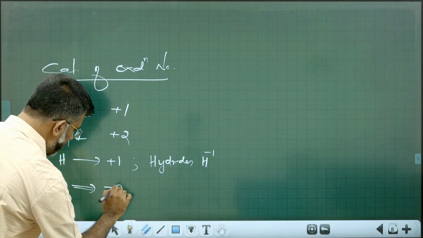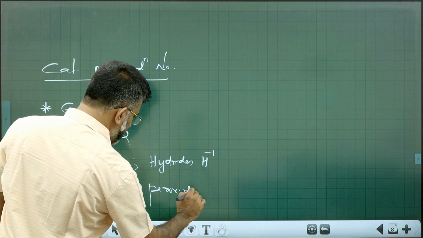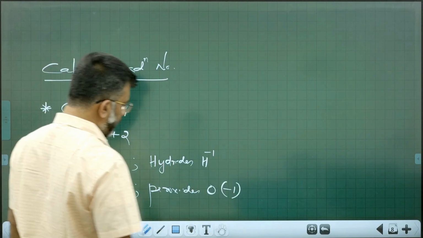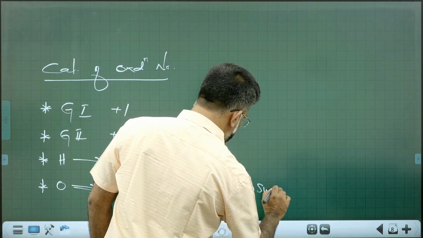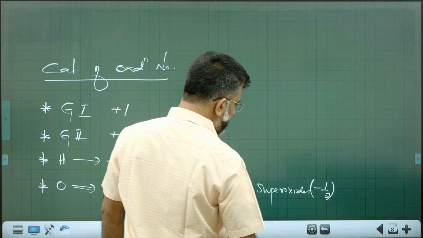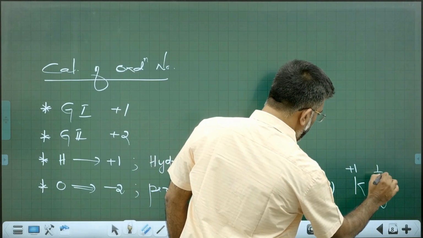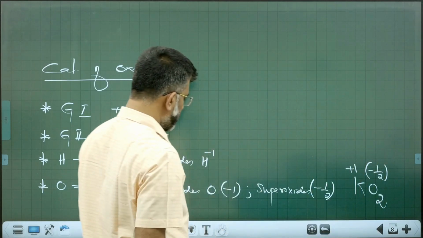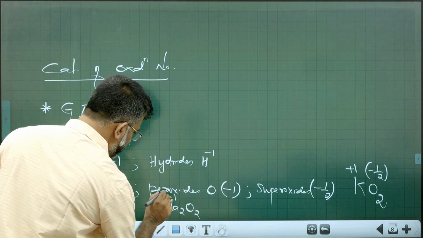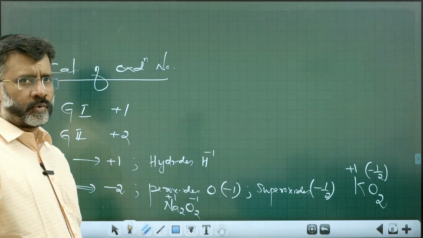Oxygen usually has -2, while in peroxides oxygen will have the -1 state, and in superoxides it will have -1/2. Example, potassium superoxide: potassium is +1, oxygen is -1/2. Sodium peroxide, Na2O2: sodium is +1 into 2, plus 2. Oxygen is -1 into 2, minus 2, like that.